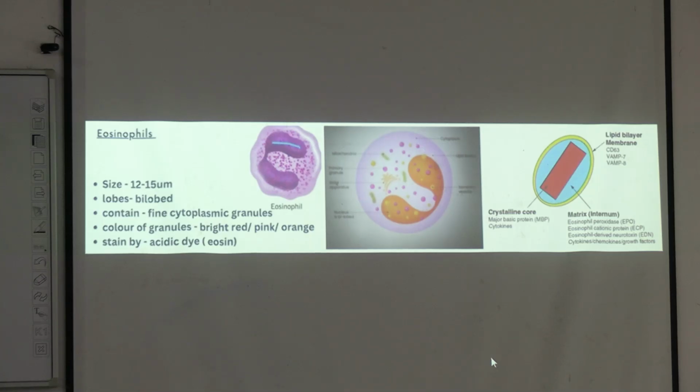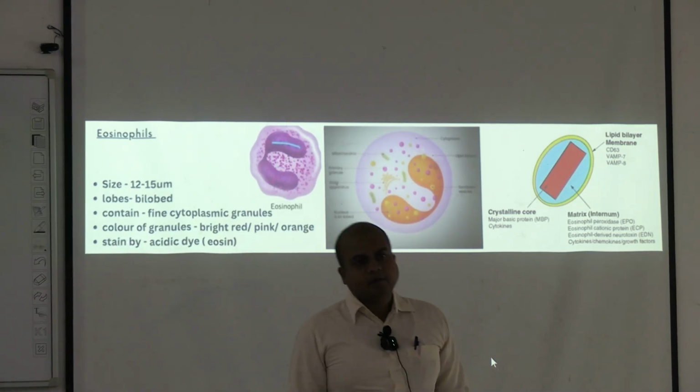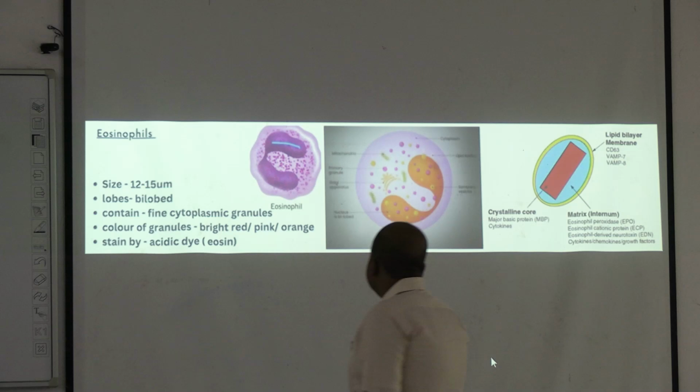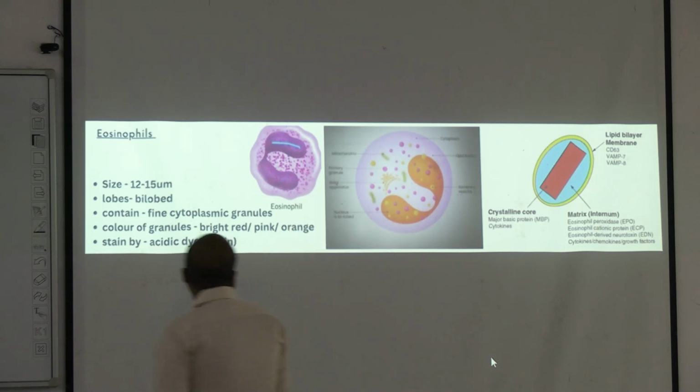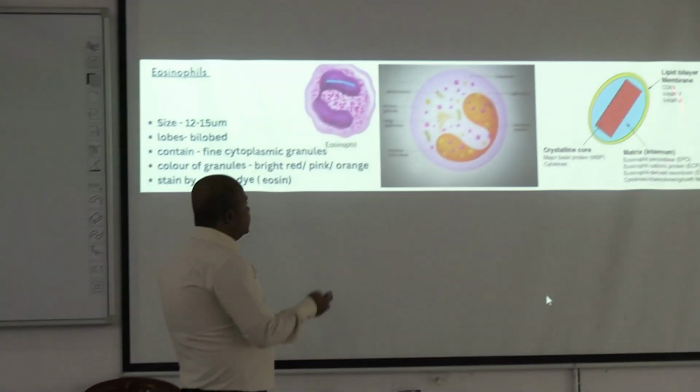If we express it numerically, it is like 10 to 15 micrometer. They are writing 12 to 15 micrometer. Micrometer, I mean 10 to the power minus 6 of a meter. So, these are the things about the neutrophil.